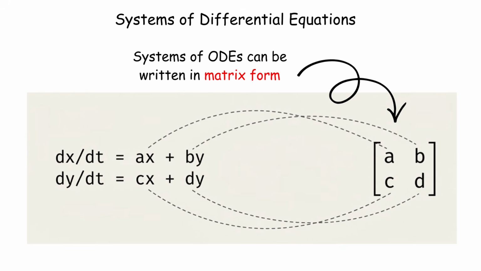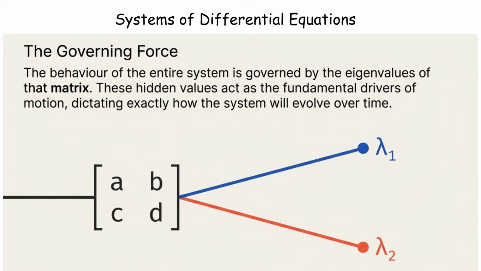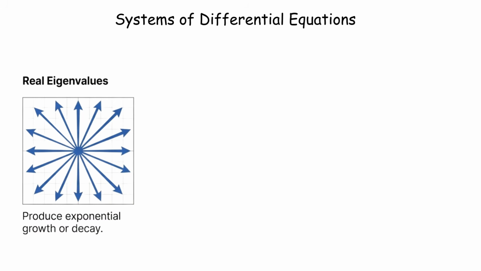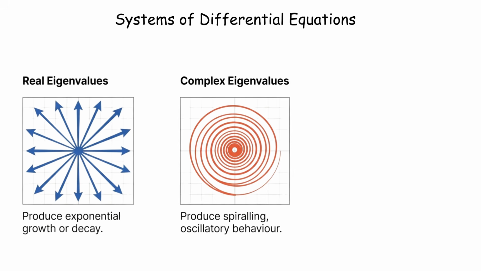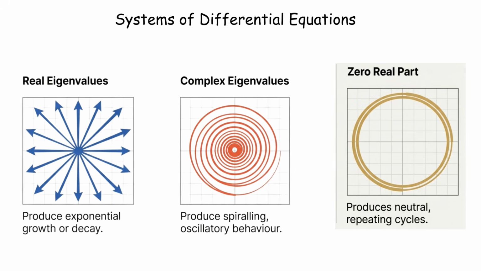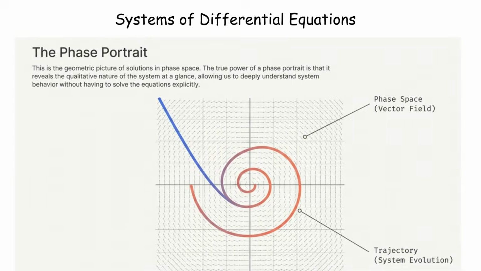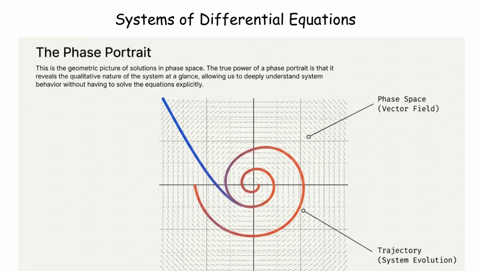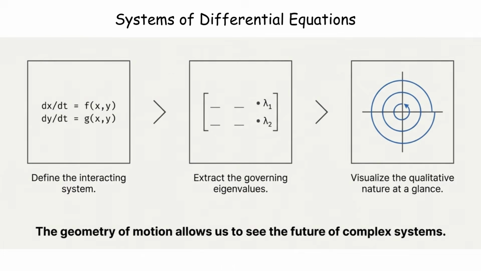Systems of ODEs can be written in matrix form, and their behavior is governed by the eigenvalues of that matrix. Real eigenvalues produce exponential growth or decay. Complex eigenvalues produce spiraling, oscillatory behavior. A zero real part produces neutral cycles. The geometric picture of solutions in phase space, called a phase portrait, reveals the qualitative nature of the system at a glance, without solving it explicitly.